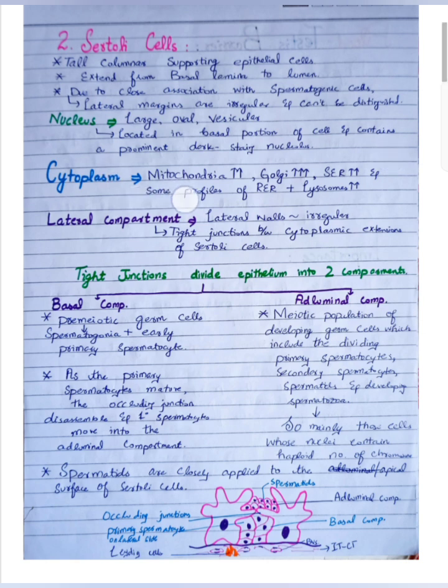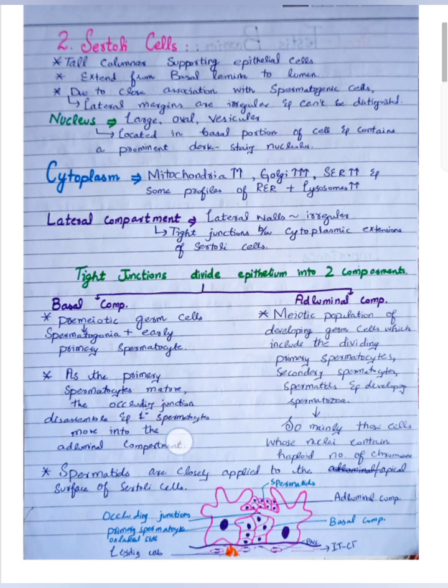Their cytoplasm contains a large number of mitochondria, a large number of Golgi apparatus and extensive SER, and some profiles of RER and lysosomes also. The lateral walls are irregular and there are tight junctions between the cytoplasmic extensions of the Sertoli cells. Due to these tight junctions, the epithelium is divided into two compartments, the basal compartment and the adluminal compartment. In the basal compartment, there are the pre-meiotic germ cells, for example, the spermatogonia and the early primary spermatocytes.